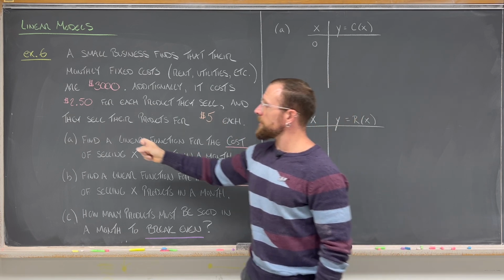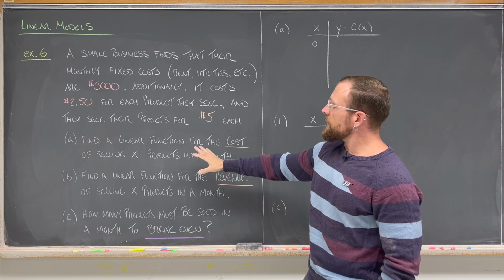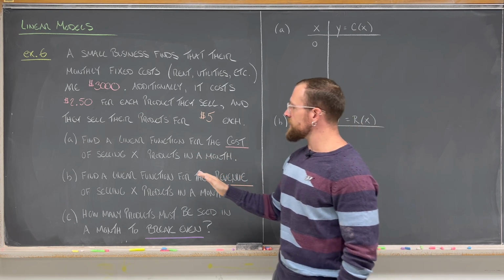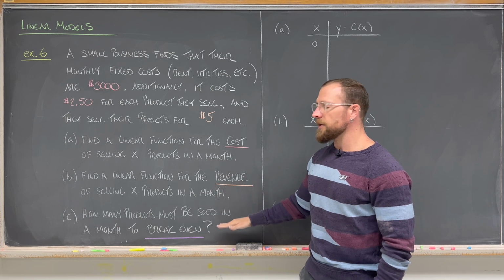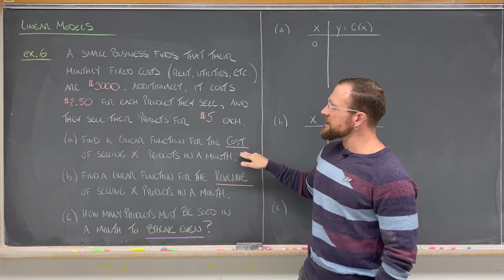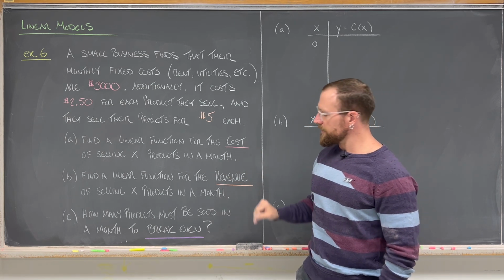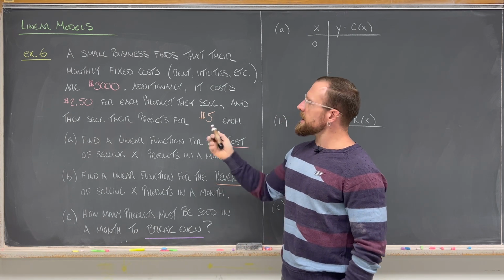They're selling it for more than it costs them to make it. The first question is, find a linear function for the cost of selling x products in a month. We'll do the same thing for revenue, and then we'll figure out how many products they have to sell in order to break even. But first things first, let's focus on our cost function. Okay? Now, you might be able to write this down right away, but let's think through this.